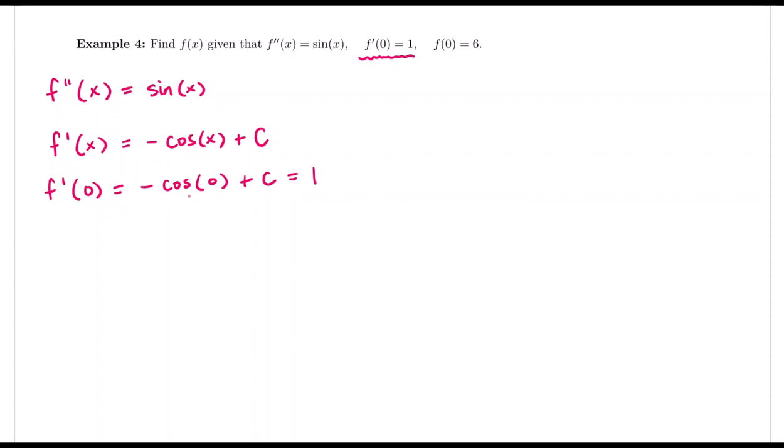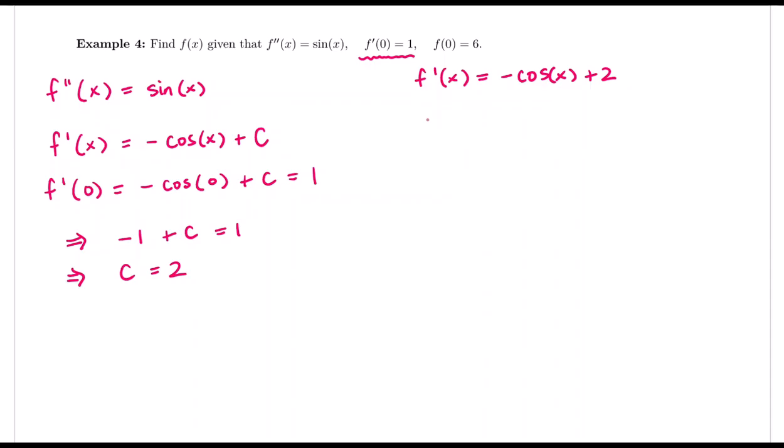So I know that cosine of 0 is 1, and that would give me -1 plus capital C is equal to 1. And solving this linear equation for capital C, I would get that capital C is equal to 2. Now I can replace that in my formula that I have. So I would have f prime of x is equal to negative cosine of x plus 2.